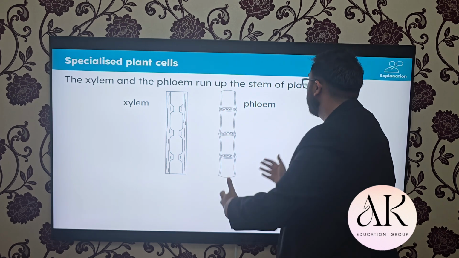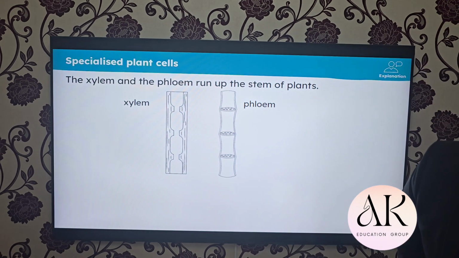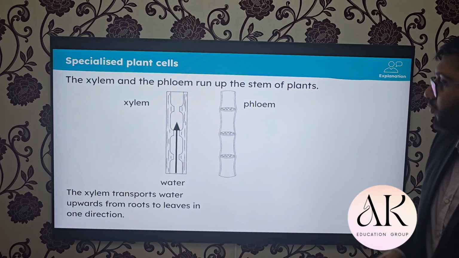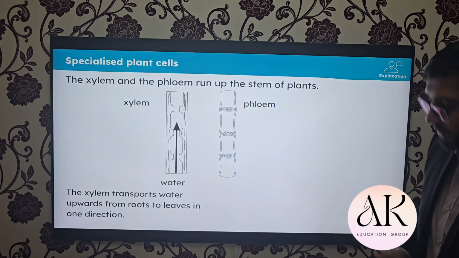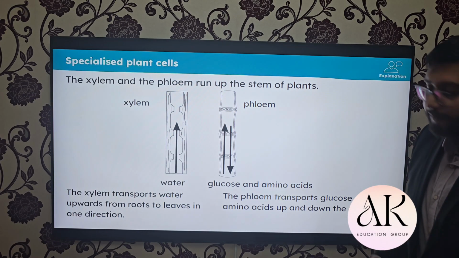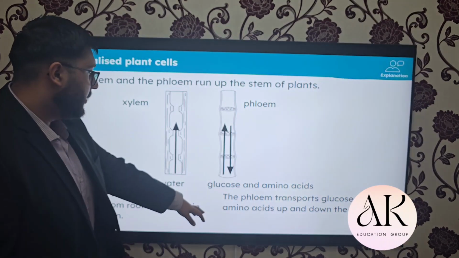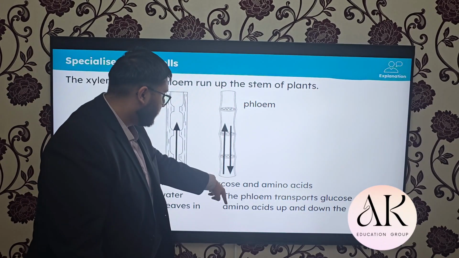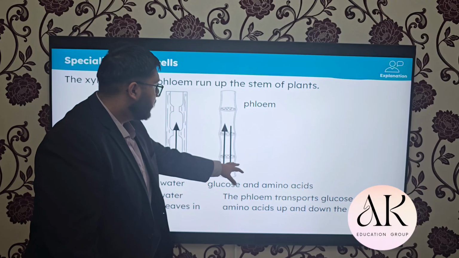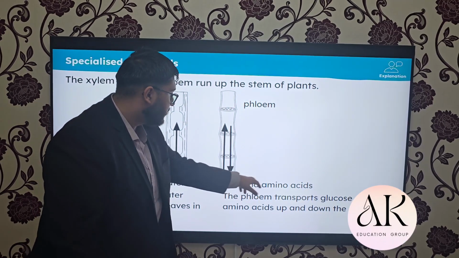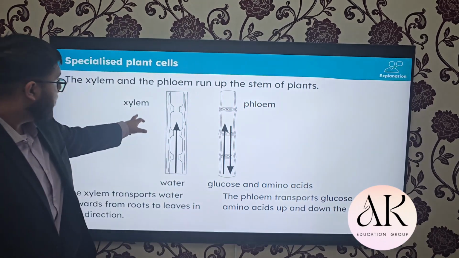The xylem and the phloem are in the stem of the plant. Now, the xylem transports water upwards from roots to leaves in one direction. And the phloem is responsible for transporting glucose and amino acids up and down the plant. Okay, so the phloem is related to glucose and amino acids. The xylem is related to the water.